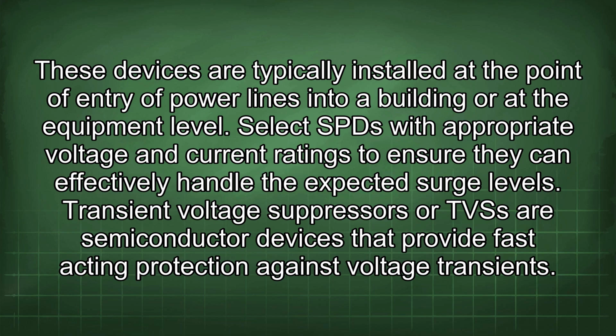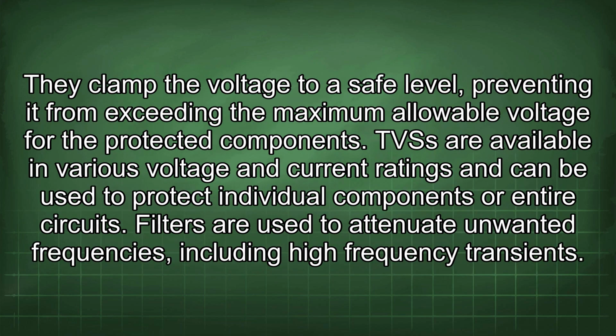Transient voltage suppressors, or TVS, are semiconductor devices that provide fast-acting protection against voltage transients. They clamp the voltage to a safe level, preventing it from exceeding the maximum allowable voltage for the protected components. TVS are available in various voltage and current ratings and can be used to protect individual components or entire circuits.